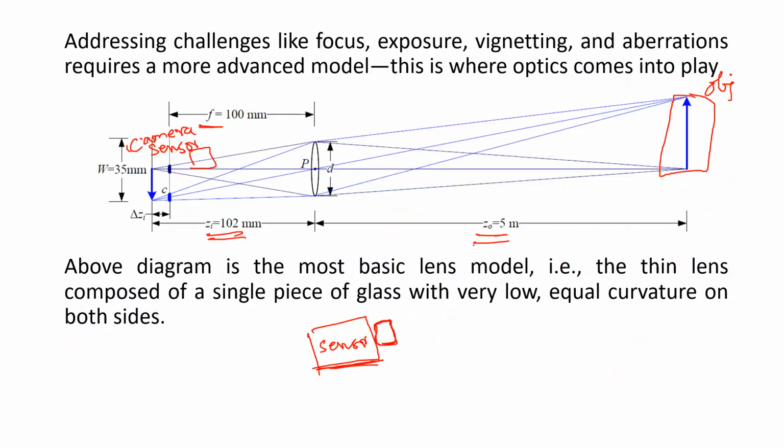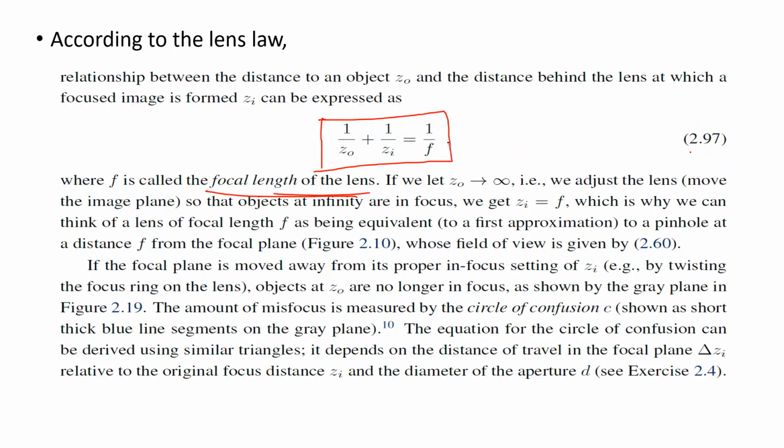Whenever the object is at a very long distance, we can't focus. Assume you want to capture a human who is very far away, then we can't focus. So we are going to take z naught as infinity, because z naught is the distance between the object and the lens. If the object is very far away, z naught will be at infinity.